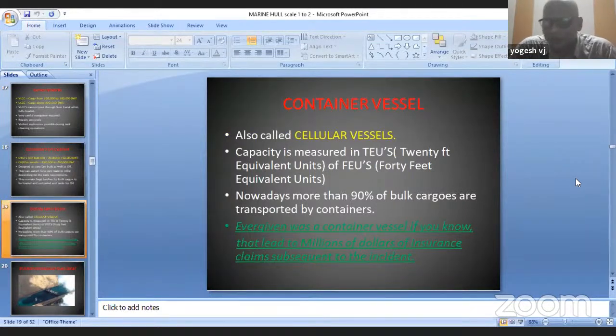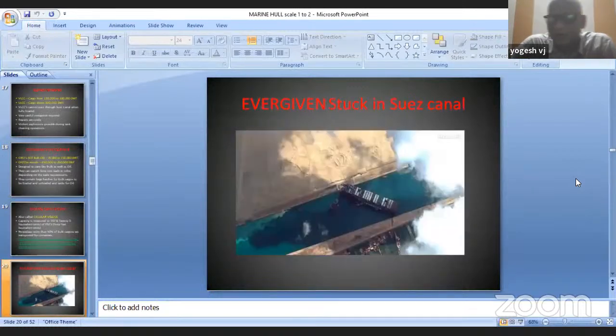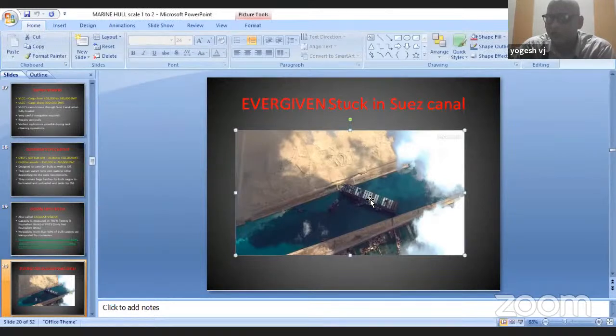Now, Evergreen was a container vessel, and that led to millions of dollars of insurance claims subsequent to the accident. This is the Google Maps photo of it. You can see the vessel is stranded over here. It's a container vessel. You can see containers on it. And this is the Suez Canal.